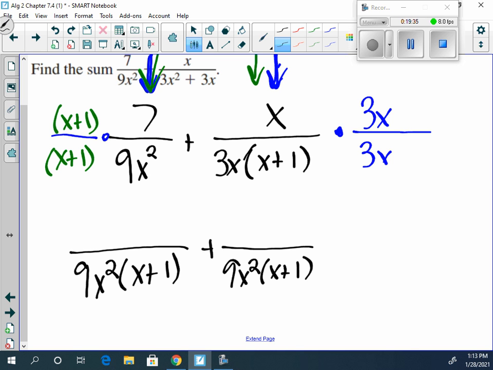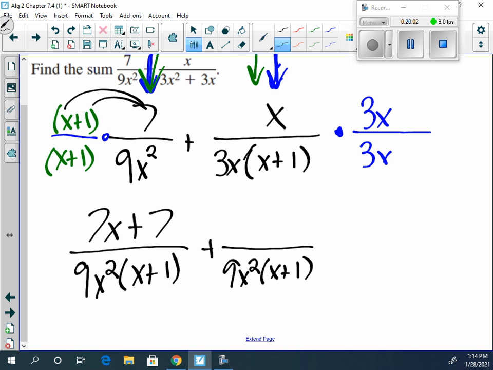Well, the numerators are going to end up being what? Added or subtracted, yes? Okay, we've actually got to multiply the top. So that means I have to multiply x plus 1 by 7. We have to do 7 times x, which would be 7x. We have to do 7 times 1, which would be plus 7. We actually have to do this. We have to multiply through.